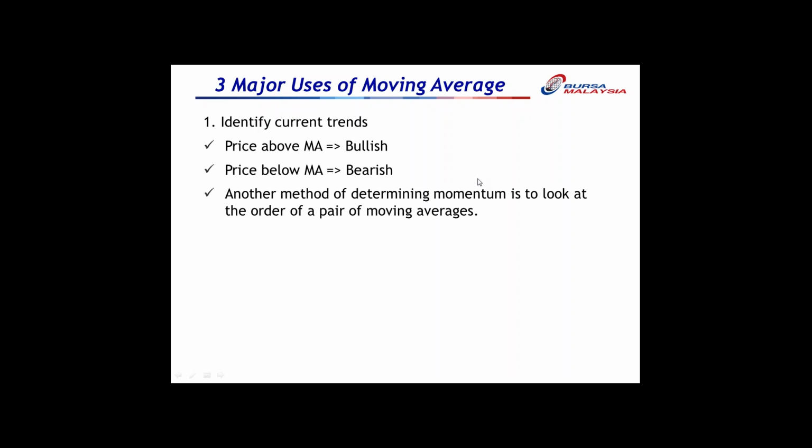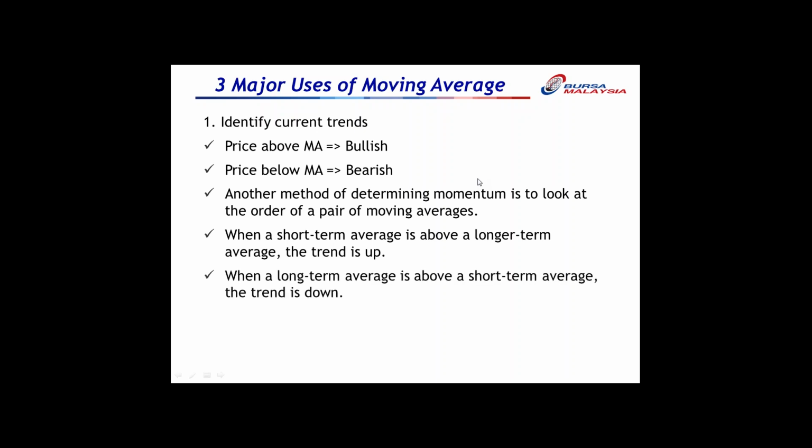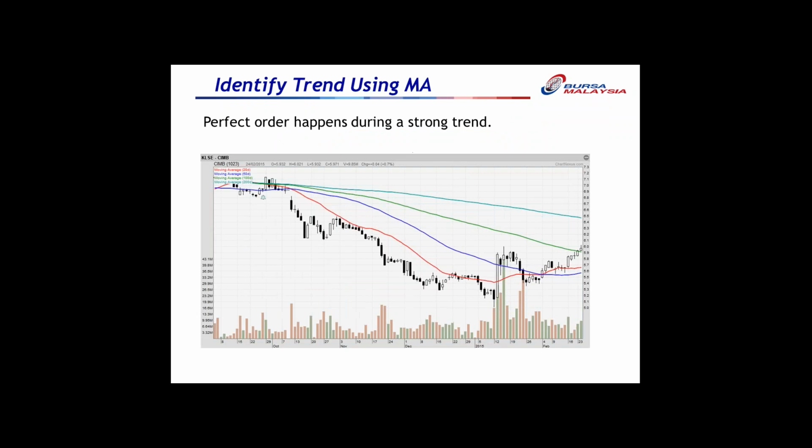So another method of determining momentum is to look at the order of the pair of a moving average. When the short-term average is above a longer-term average, the trend is up. When a long-term average is above a short-term average, the trend is down. Now, what do I mean? I need to give you an example.